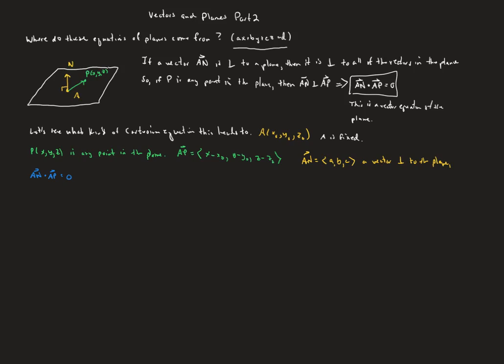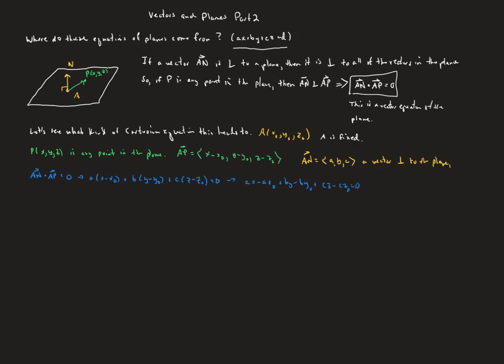So what that means, let's see, if we take the dot product, we're going to get x minus x sub 0 times A plus B times y minus y sub 0 plus C times z minus z sub 0 must be equal to 0. That's what it means for two vectors to be perpendicular. Their dot product is going to be 0. Well, if we distribute that, we're going to get AX minus AX sub 0 plus BY minus BY sub 0 plus CZ minus CZ sub 0 equals 0.